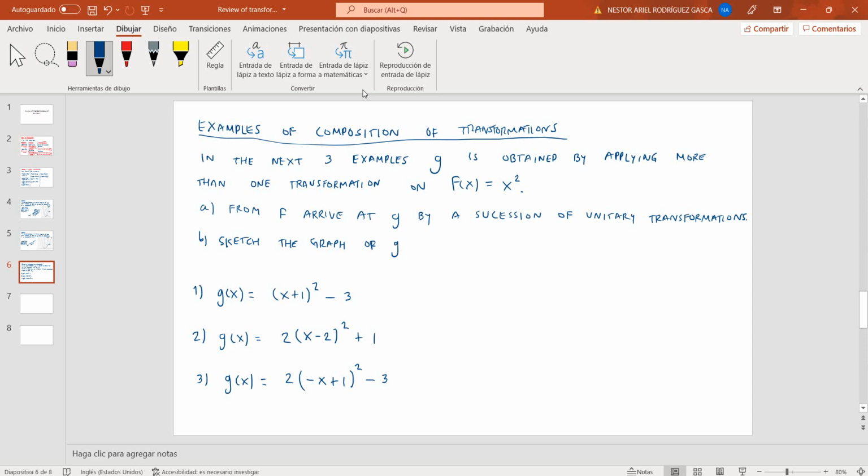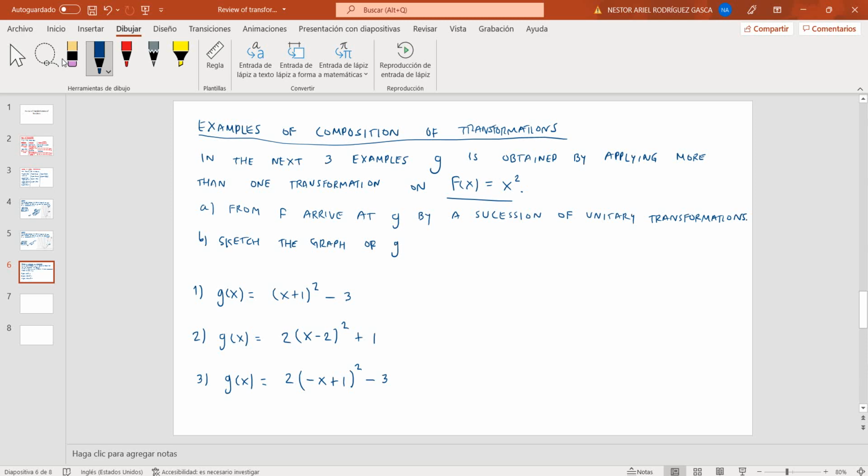A, I need to arrive from f at g by a succession of unitary transformations. So what I mean is this. And B, sketch the graph of g. So what I mean is this, guys. Let's look at this example. As we can see, g is a transformation of the parent function f, but it's not just one transformation, right? It's not just a single transformation. It's 2 of them. By now, you have enough experience to identify this simple case, right?